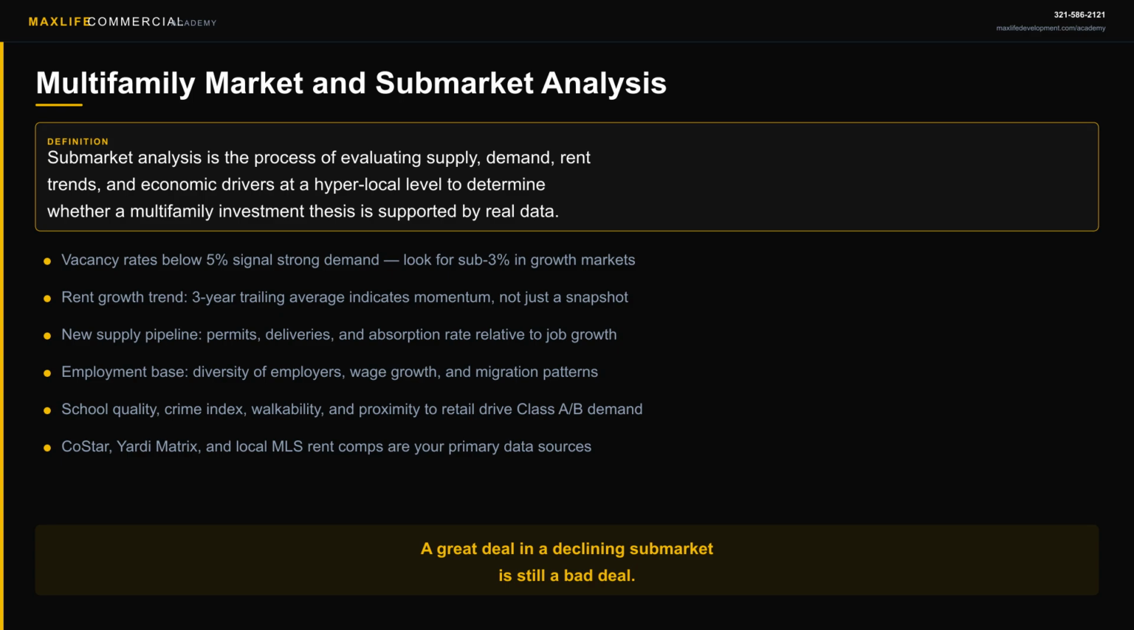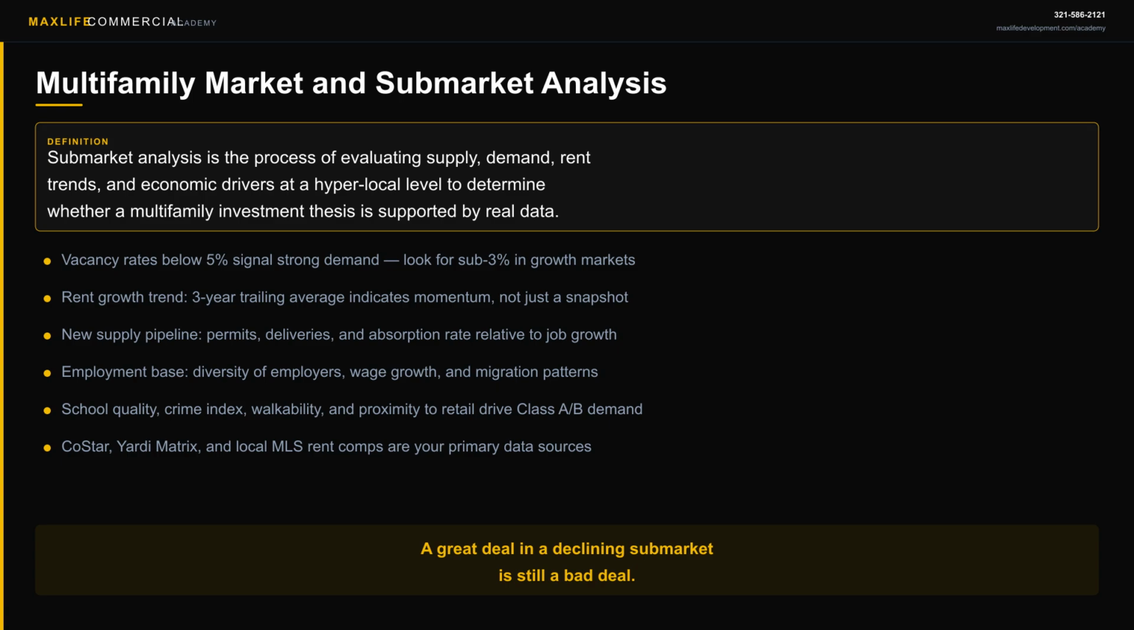But even within a strong metro, submarkets vary dramatically. You need to understand vacancy rates at the submarket level, not just the metro. Below 5% vacancy is healthy. Below 3% is a landlord's market. Look at 3-year trailing rent growth, not just current rents. A submarket with consistent 3 to 5% annual rent growth has real momentum. Understand the supply pipeline. Are there 2,000 new units being delivered within a mile of your acquisition? That could cap your rent growth for 2 to 3 years.